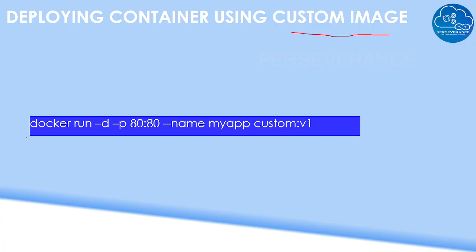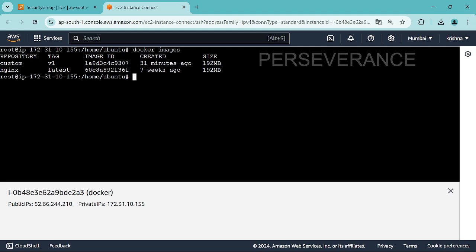Firstly, docker run for creating a container, -d for detach mode, -p for port mapping, 80 for the server level port, 80 for the container level port, the --name flag for specifying the name of the container, custom is our customized image name, and v1 is our customized tag name. So let's deploy this: docker run -d -p 80:80 --name myapp, and our image is custom:v1, because this is our custom image now.